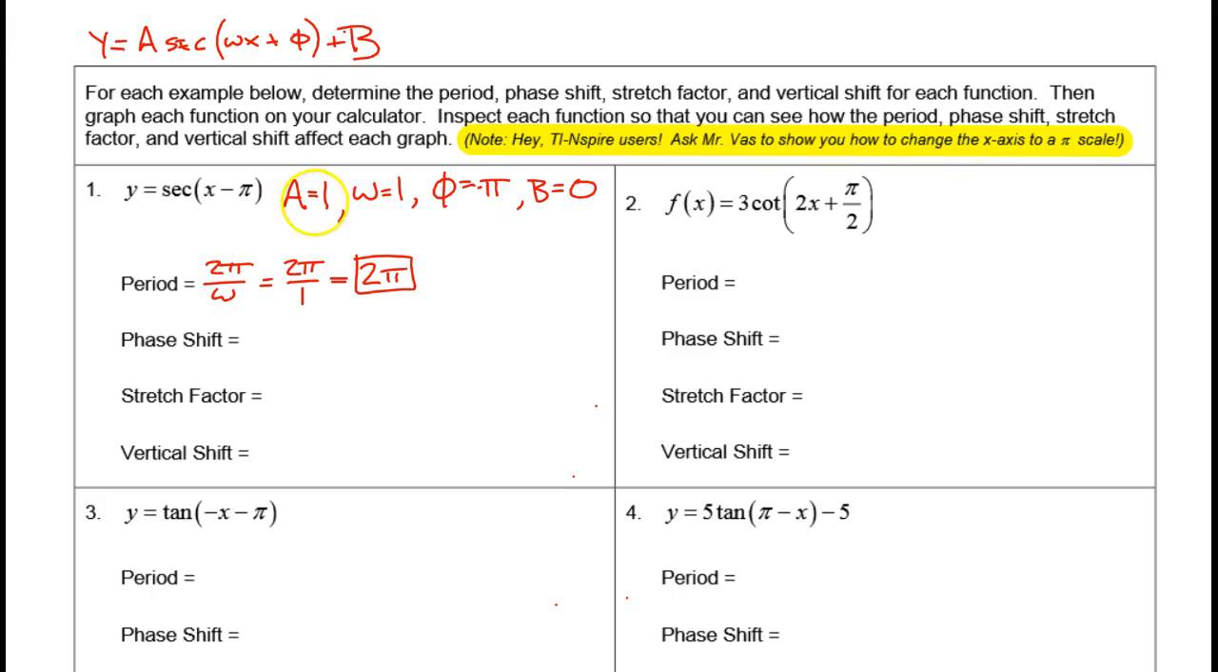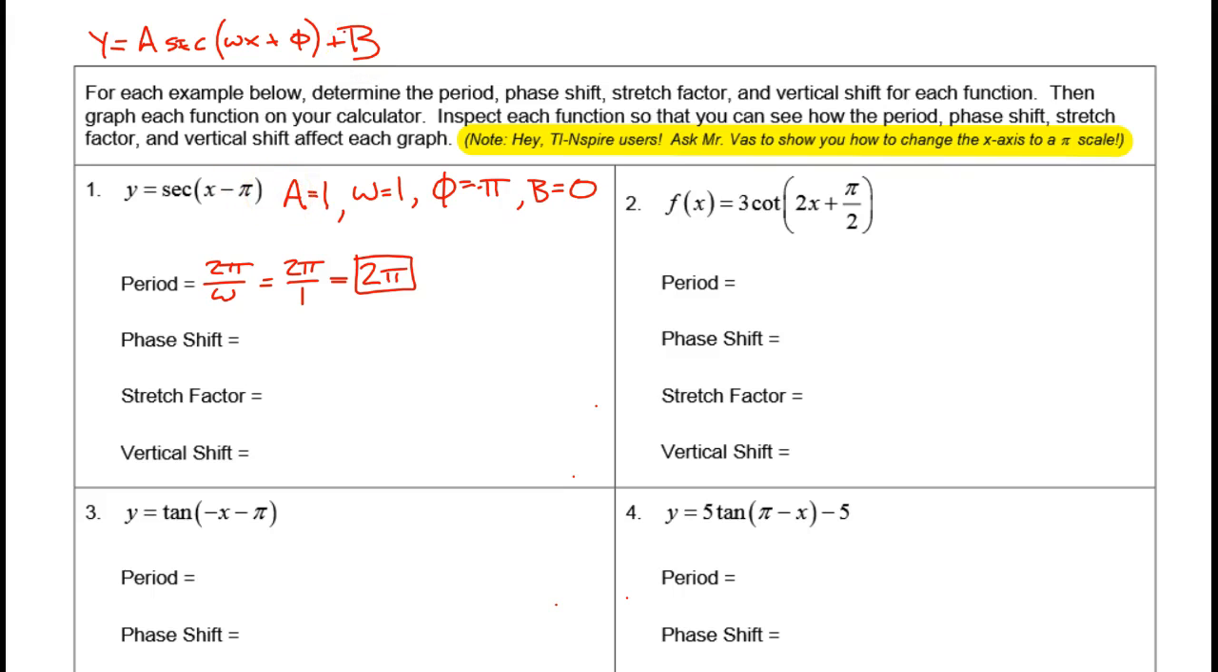How did I find the values of A, omega, phi, and B? Well, A is the coefficient out in front of the secant function, and there's nothing there, so that's an implied 1. Same thing with omega out in front of x, that is a 1. If the form of my function is plus phi, that means phi equals negative pi, and then I have plus 0, so B equals 0.